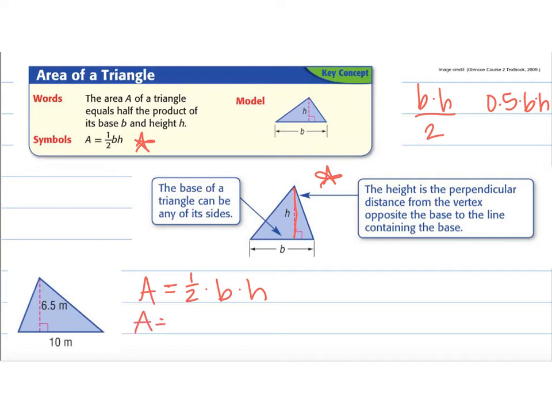now we'll plug in our information. 1/2 times the base would be 10, and the height is 6.5. Type all of that into your calculator to solve.